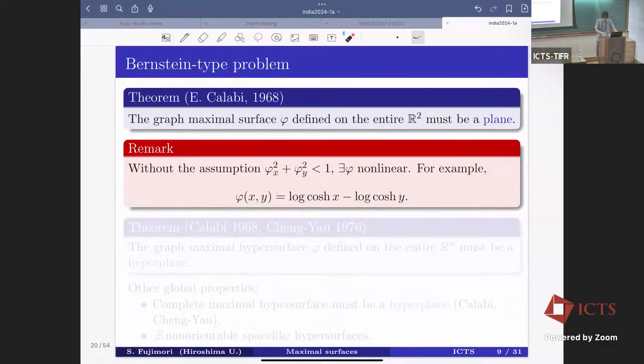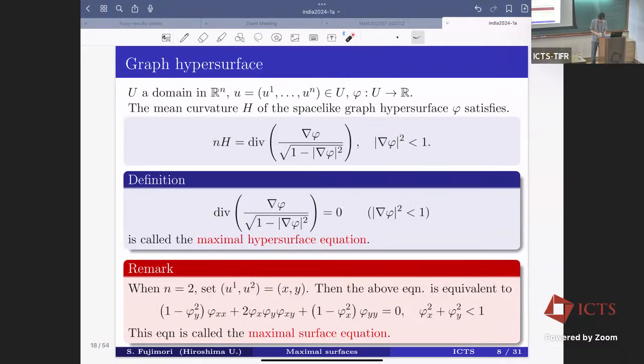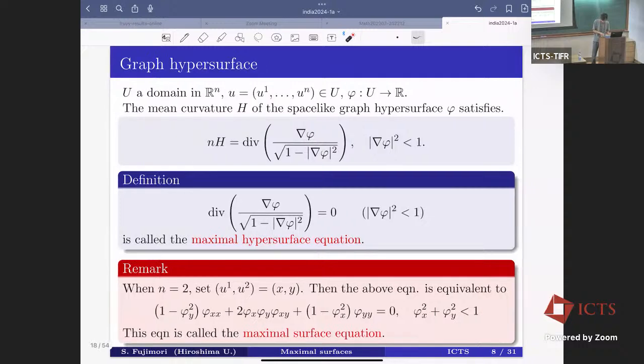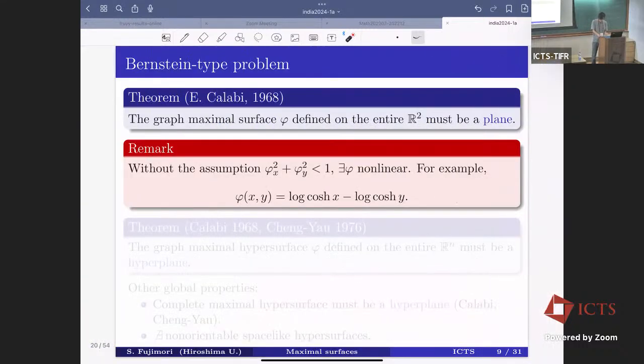But so, yeah. So we have this equation with this inequality. This corresponds to the surface being space-like. So this is quite a strong restriction. If we don't assume this, then there exists a nonlinear example.